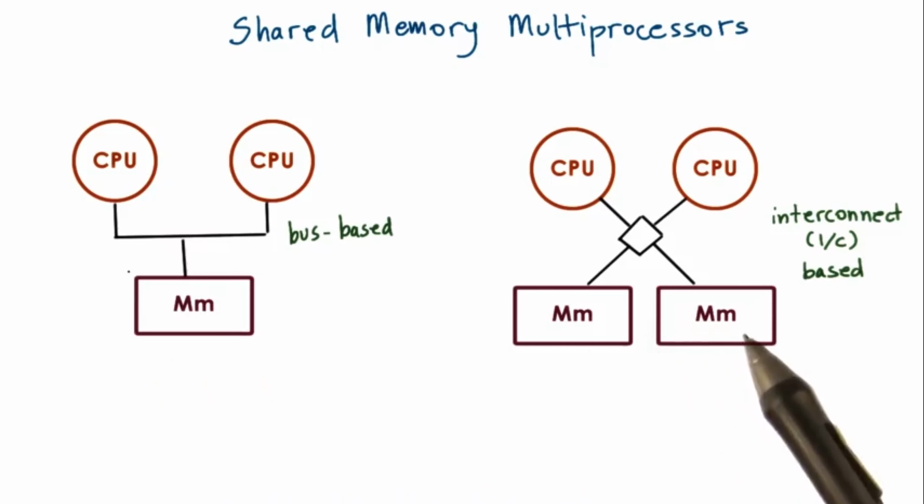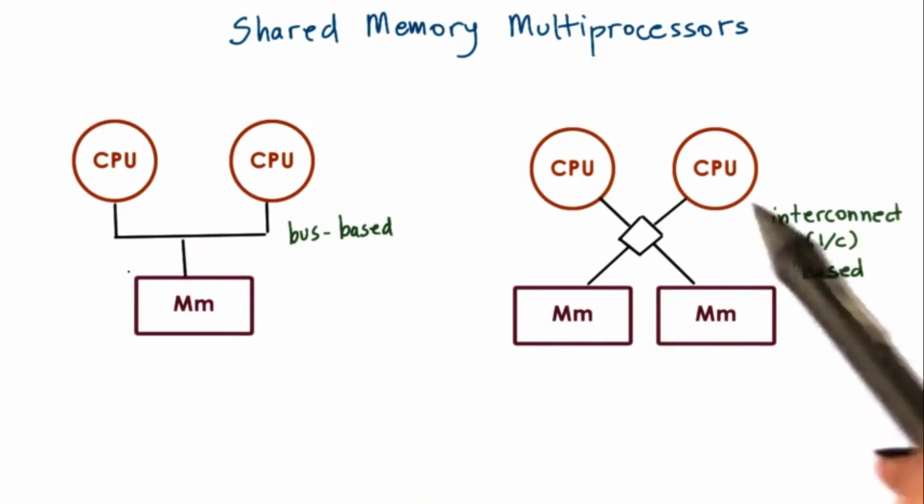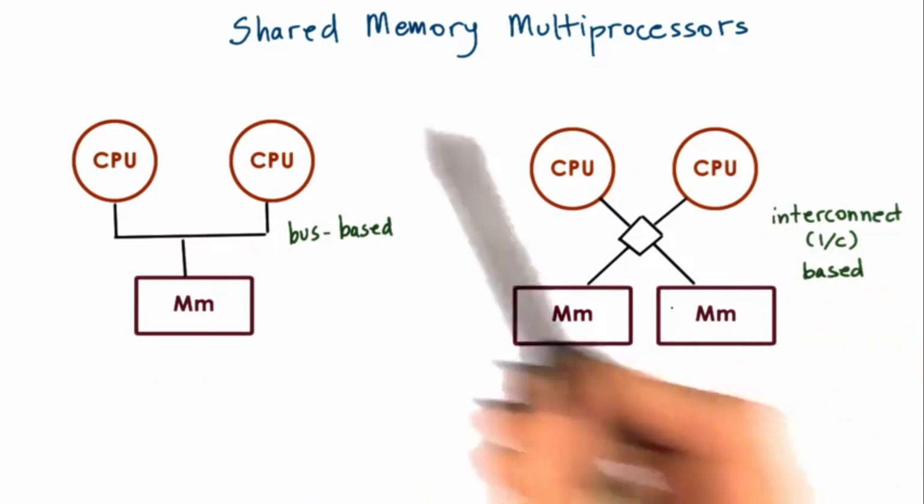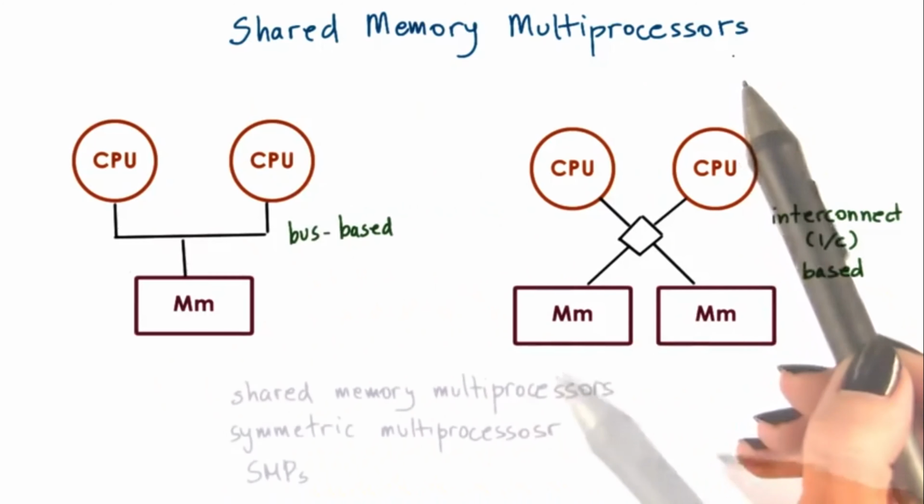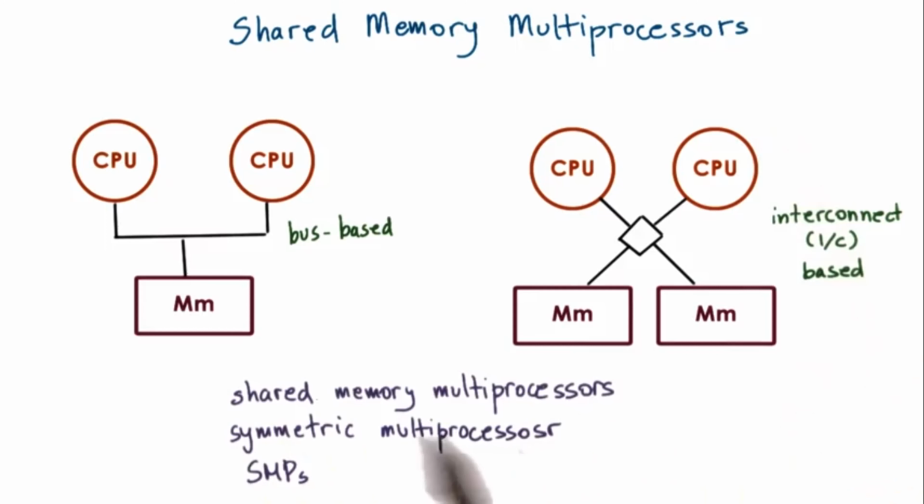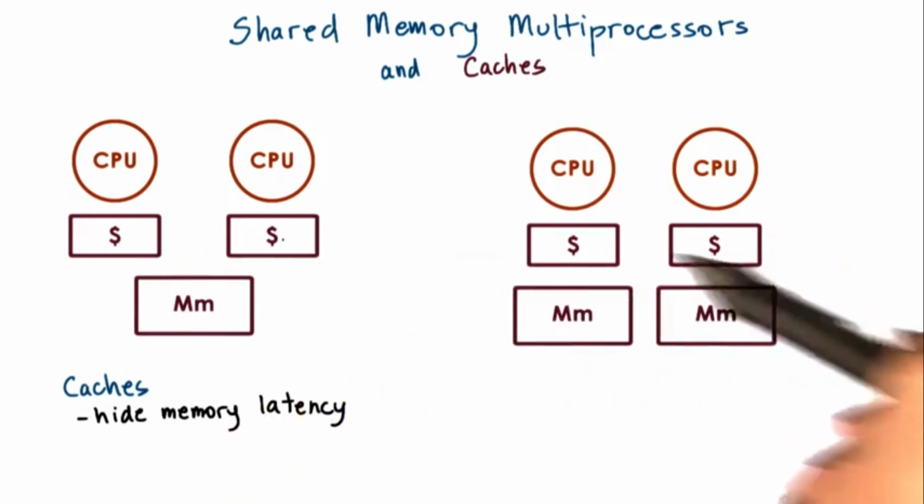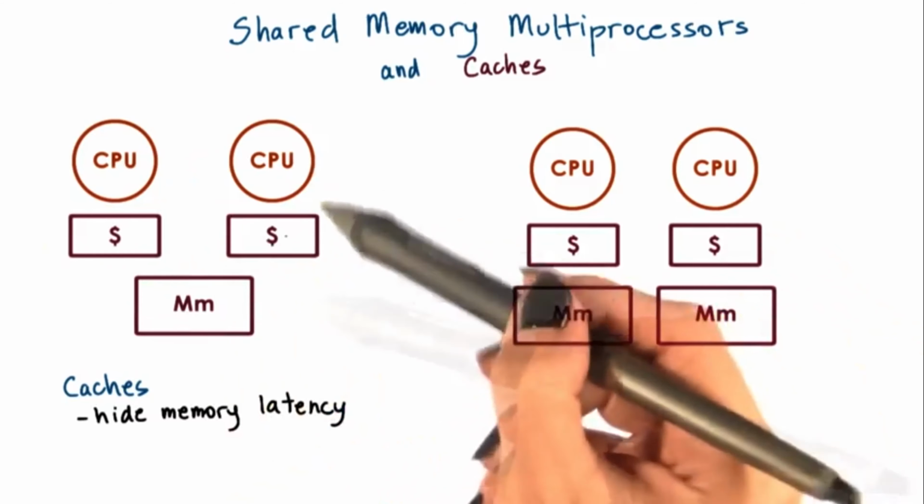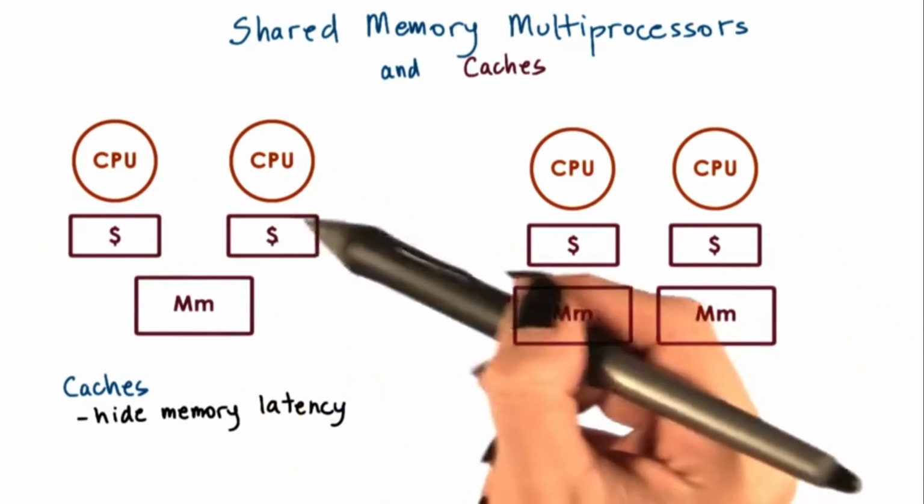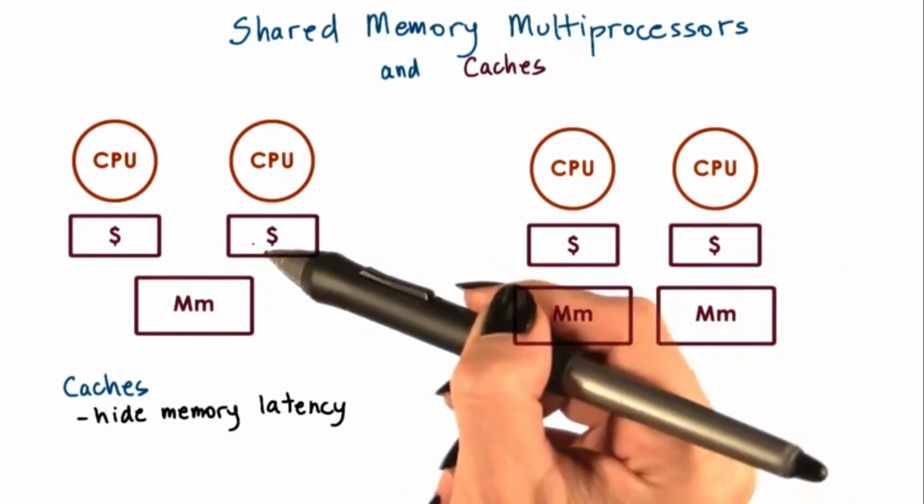Because of this property that the memory is accessible to all CPUs, these systems are called shared memory multiprocessors. Other terms used to refer to shared memory multiprocessors are also symmetric multiprocessors, or for short, SMPs. In addition, each of the CPUs in these kinds of systems can have caches. Access to the cache data is faster, so caches are useful to hide the memory latency.